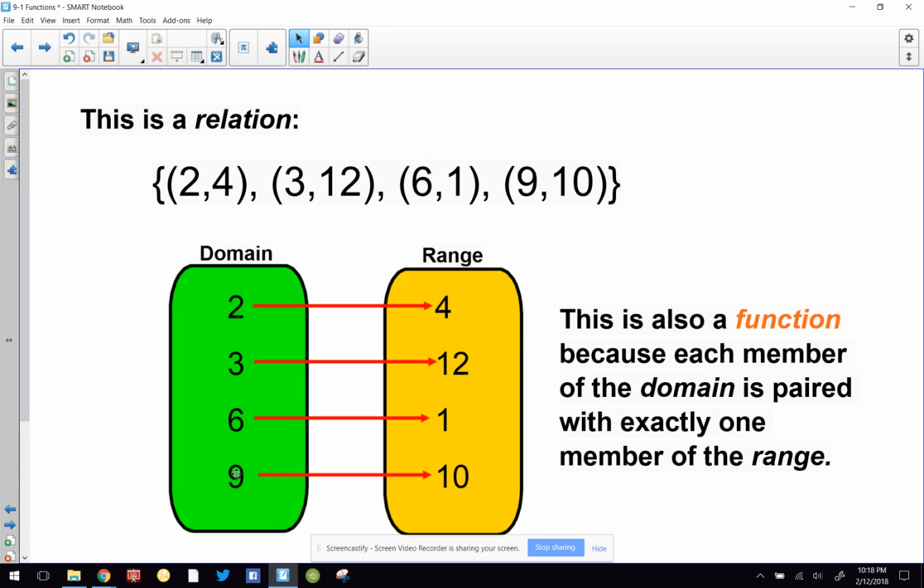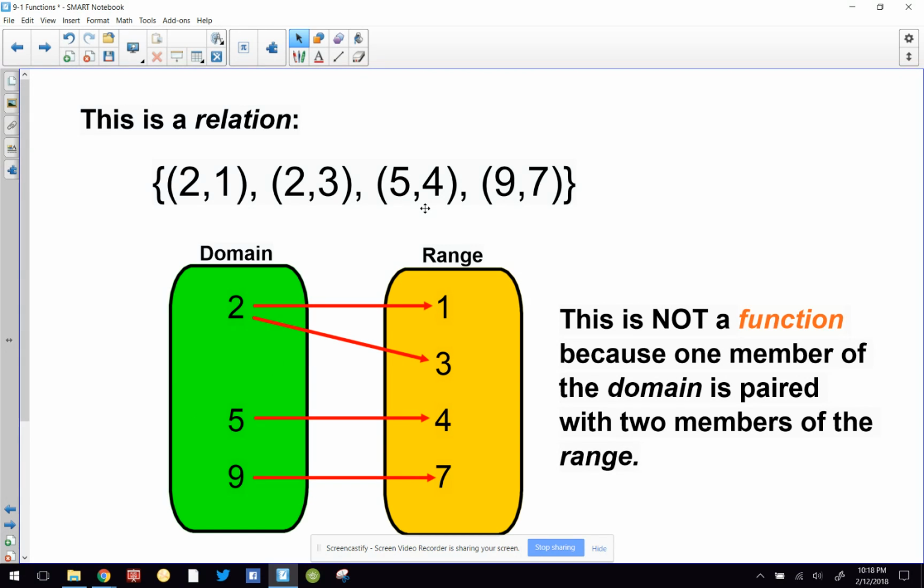Now you'll notice that if I draw this out and I list all the members of the domain in this green bubble and pair them with the member of the range that they go with, every member of the domain is paired with only one member of the range. There are no duplicates here. So 2 is not paired with 2 separate members of the range. 3 is not paired with 2 separate members of the range. Every member of the domain has exactly one member of the range. And that is essentially what a function is: when every member of the domain has exactly one partner and one partner only in the range. And this is what that looks like if you map it out.